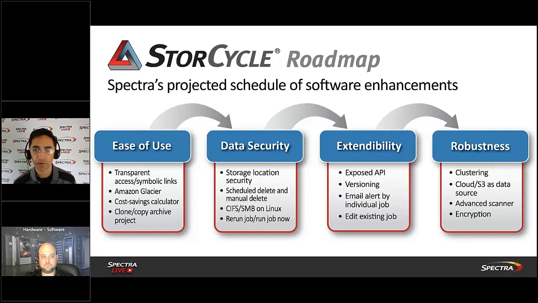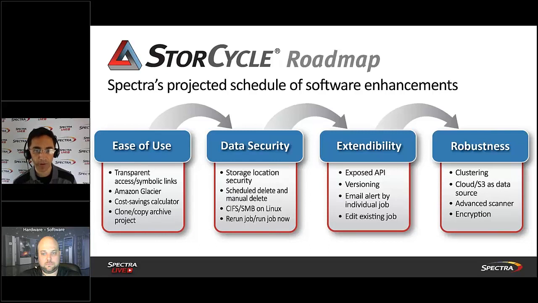Other features that we're looking to add early next year would include clustering. First, we'll be adding high availability for hyperconverged VMs, so you can install StorCycle on hyperconverged VMs and have automatic failover. And then we'll be adding clustering for performance. So you can have multiple instances of StorCycle working in parallel, scanning and migrating data to get higher performance and higher reliability.